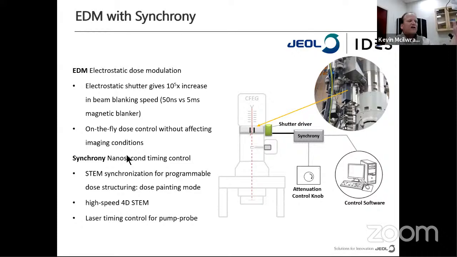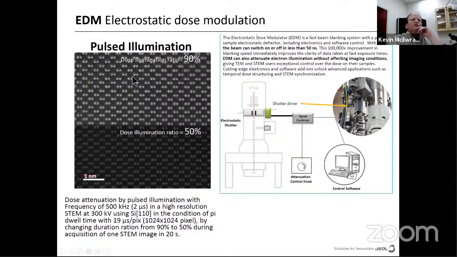And that's game changing for a lot of stuff. So for things like EDS, 4D STEM, laser timing control, you can see here at a 90% dose rate, we pulse this illumination, then we switch to 50%, and you can see what's happening. We're still getting atomic resolution, even at half the dose. And so the blanking speed is just, there's nothing in the world that can touch this right now.